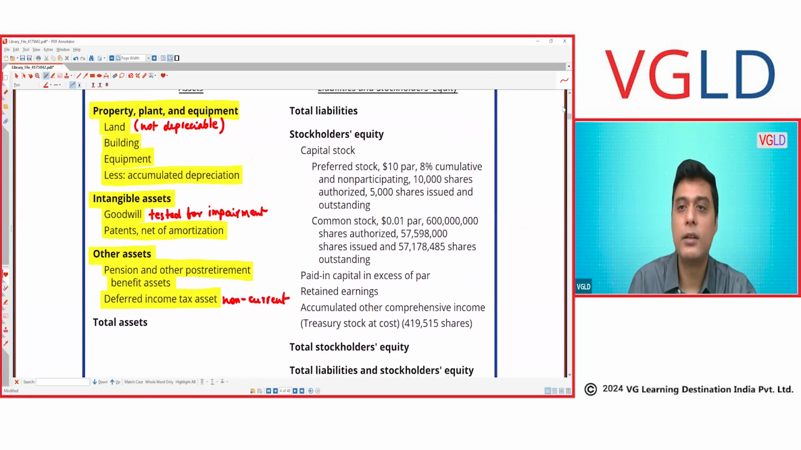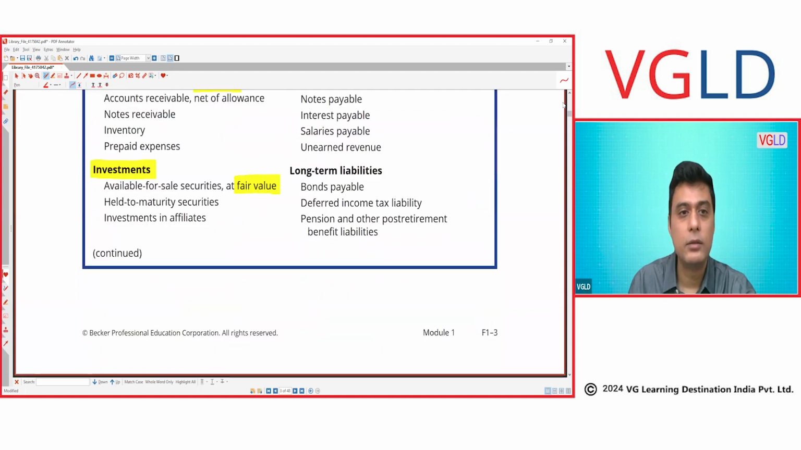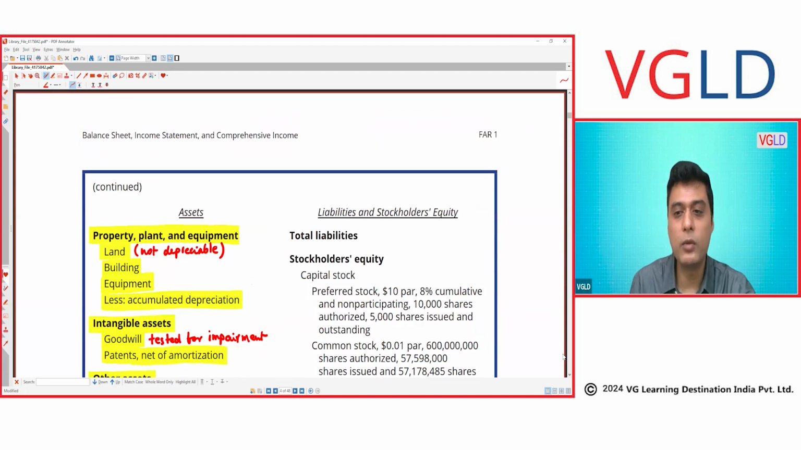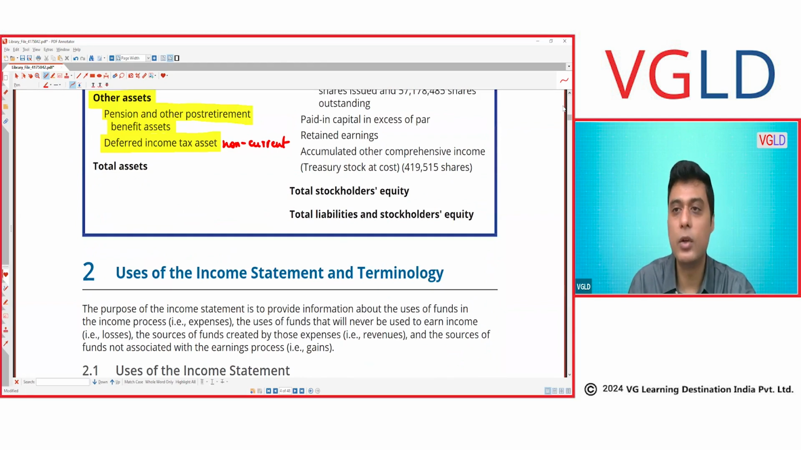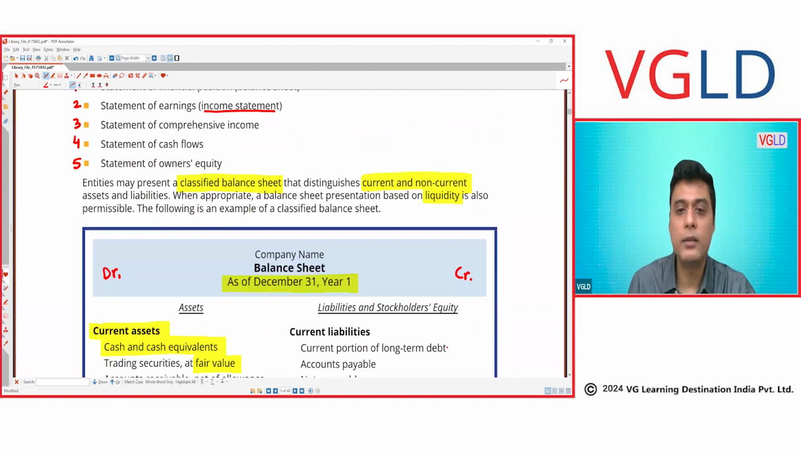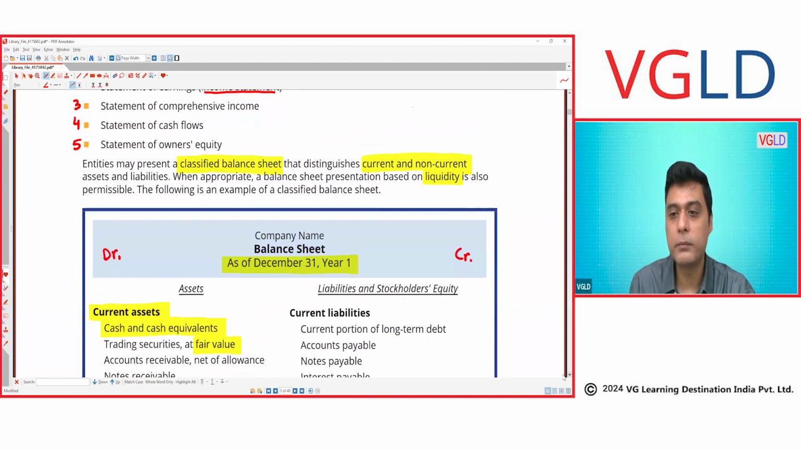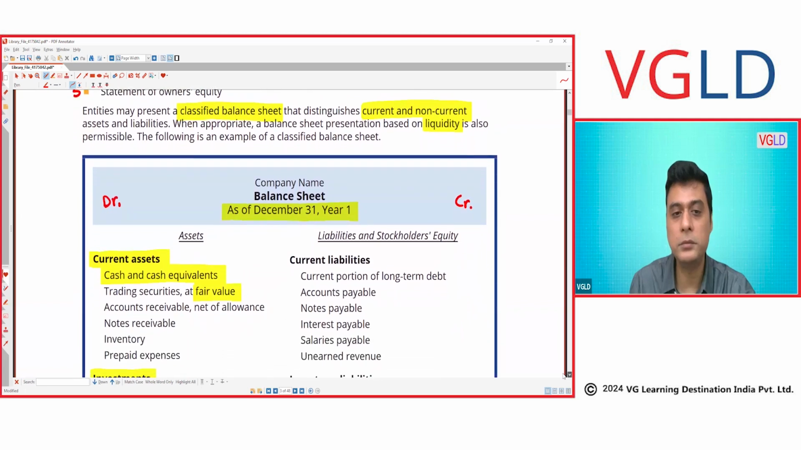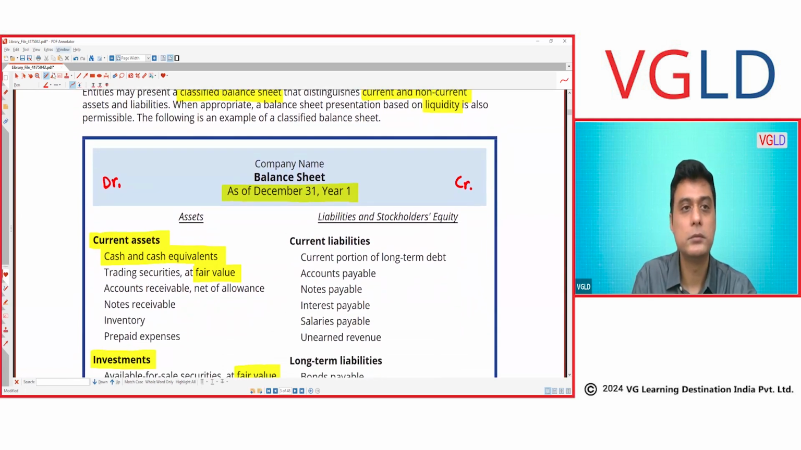So that's your asset side: current assets, investments, property, plant and equipment, intangibles, and then other. Five main headings. Then on the liability side, we have current liabilities. Now, important thing here, current portion of long-term debt is considered current liability under US GAAP.